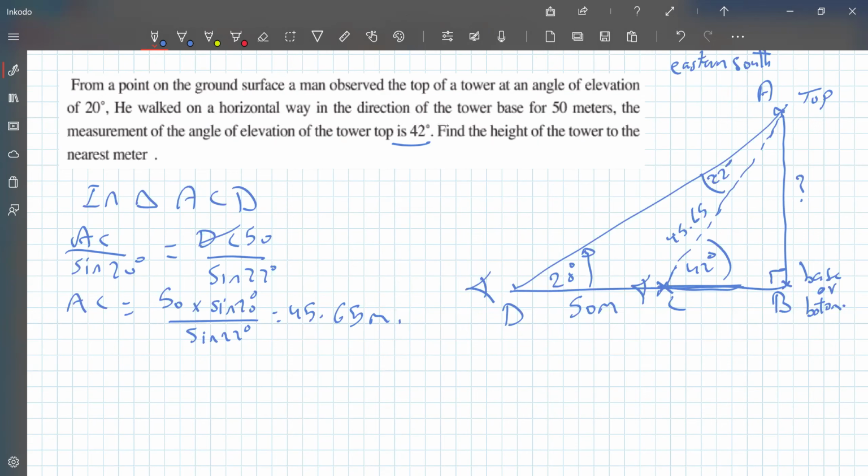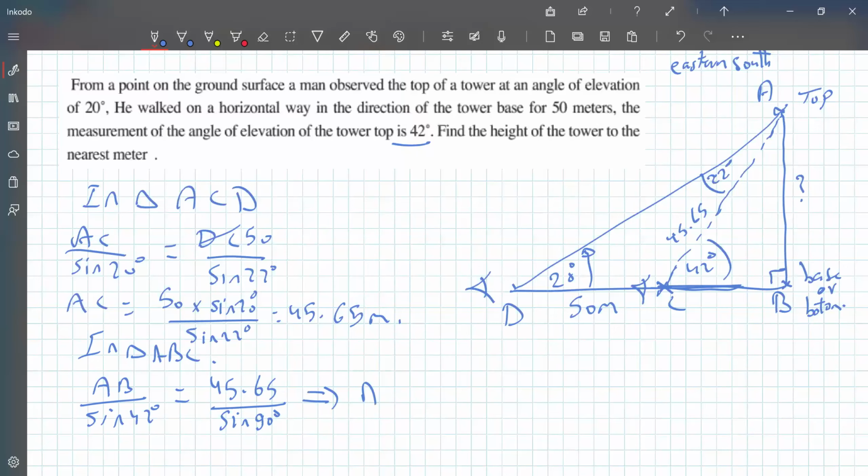Now we can use triangle ABC to find the length of AB. In triangle ABC, we want to find the length of AB over sine the opposite angle, which is 42, equals the known side length, which is AC, its length is 45.65, over sine the opposite angle, which is 90 degrees.